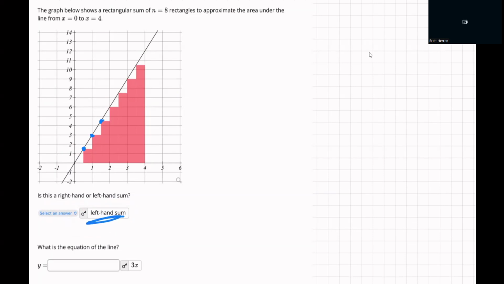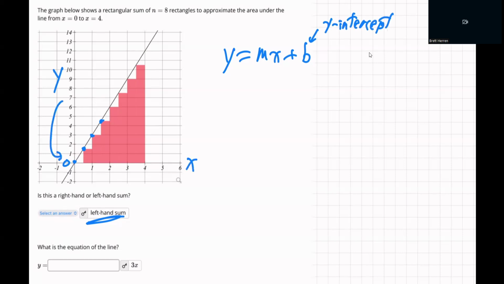What's the equation of the line? Well, notice this line goes through 0. So the equation of a line is y equals mx plus b. The b is what we call the y-intercept. It's where the graph hits the y-axis. This is the y-axis and the x-axis. It hits the y-axis at 0, so that part's 0.